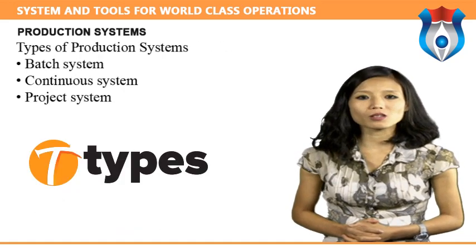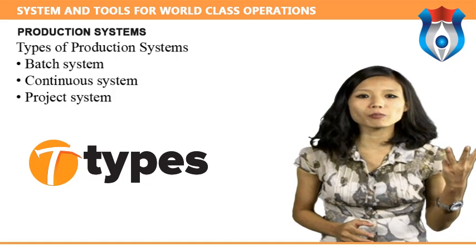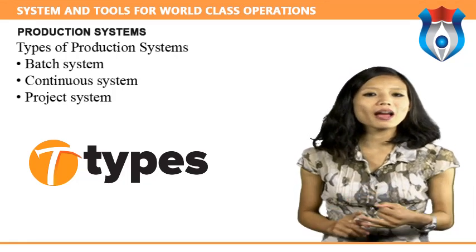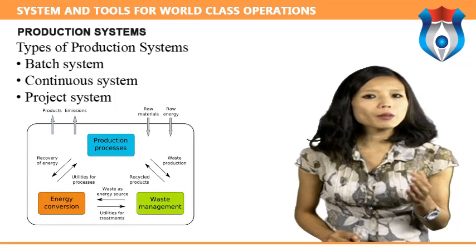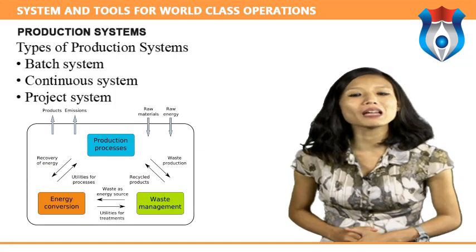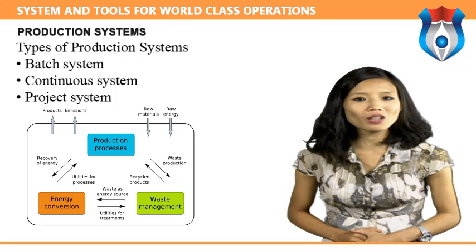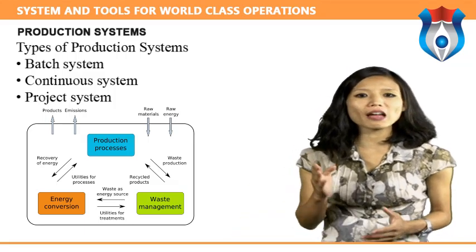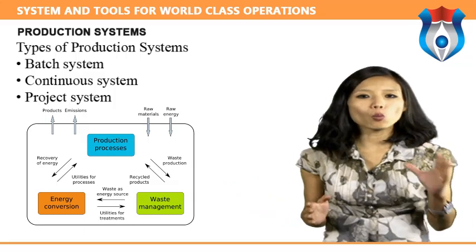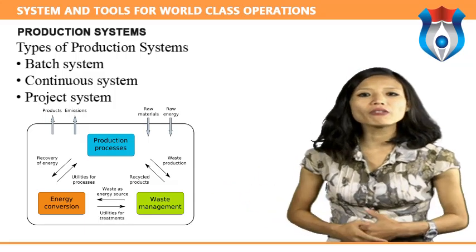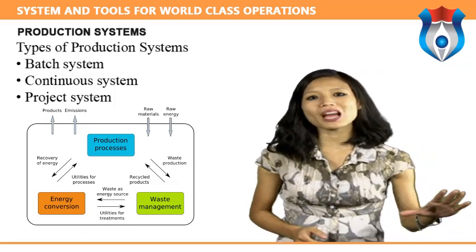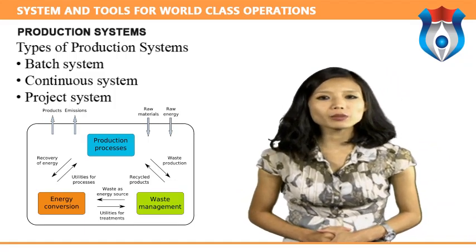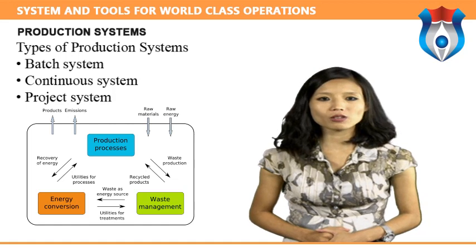Types of production system. There are three common types of basic production system: batch system, continuous system and project system. In the batch system, general purpose equipment and methods are used to produce small quantities of output, goods or services with specification that vary greatly from one batch to the next. A given quantity of a product is moved as a batch through one or more steps and the total volume emerges simultaneously at the end of the production cycle.